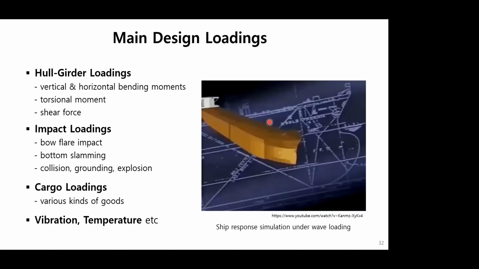Here, I summarize the main design loadings as hull girder loadings: vertical and horizontal bending moment, torsional moment, and hull girder shocks. As impact loading, there are powerful impacts such as bottom slamming, and collision, grounding, and explosion impacts. Sometimes there are various kinds of cargo loadings. Sometimes vibration and temperature may act as another kind of loading.